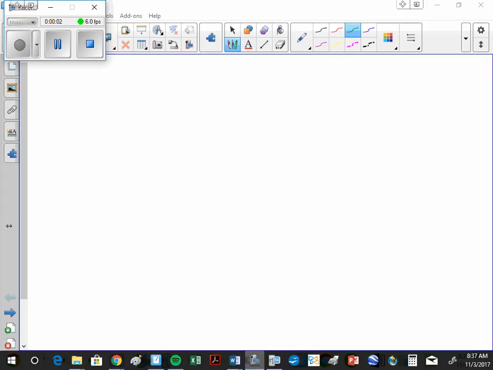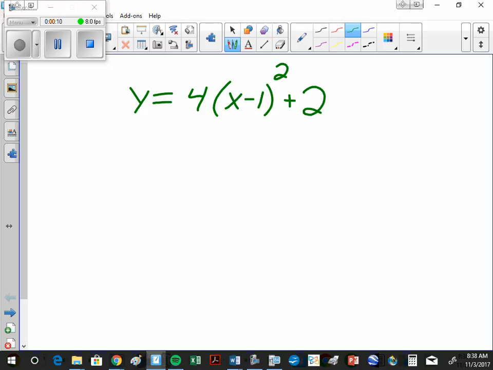If I had the quadratic y equals 4 times x minus 1 squared plus 2, where would that quadratic be? Well, this is going to move me right 1, and this is going to move up 2. Does this parabola open up or down? Up. And is it a tall parabola, a normal parabola, or a short parabola? It's tall. It's 4 times taller. So over 1, up 4, over 1, up 4.